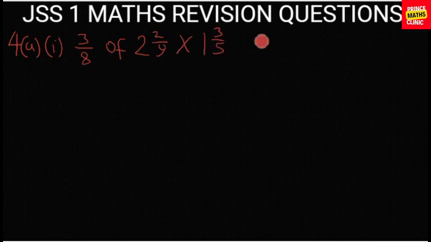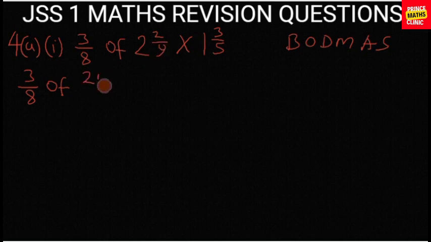So using the principle we call BODMAS, we rewrite this as 3/8 of, then convert this from mixed fraction to improper fraction. 9 times 2 is 18. 18 plus 2 is 20. Then over 9. 5 times 1 is 5 plus 3 is 8, so 8/5. Good. Then we now come back to the principle of BODMAS.